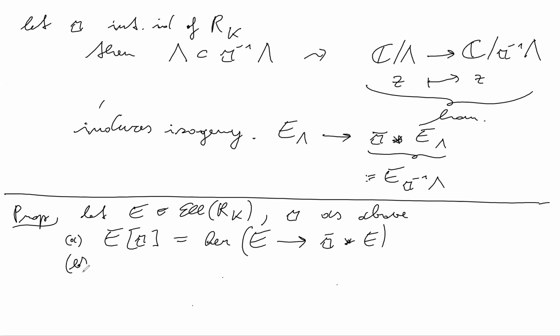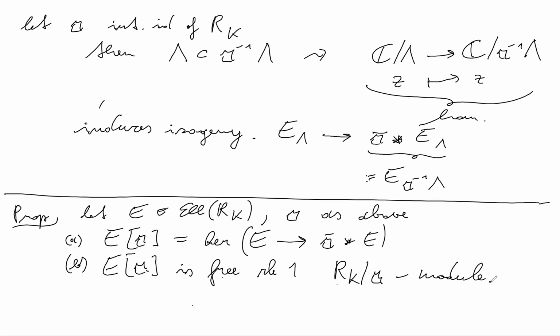Okay. We have that actually E[a] is a free rank 1 R_K mod a module. I actually was planning to show the proof of one, but I'm just going to forego this now because I haven't done that. But what I'm trying to say is that we can find more general isogenies, but the kernels of them are still defined the same as before.